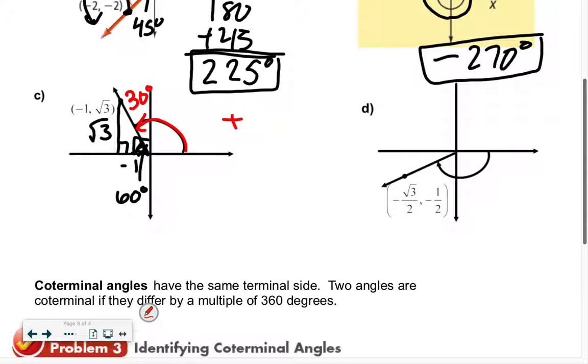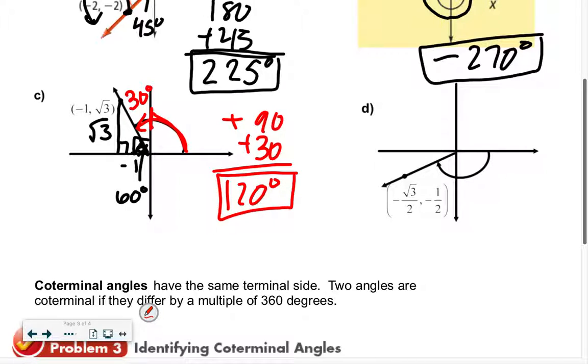Okay, so I have my 90, which cuts off here, plus my 30. So what degree is that? And we are positive, so we're all good. Okay. Good on C?